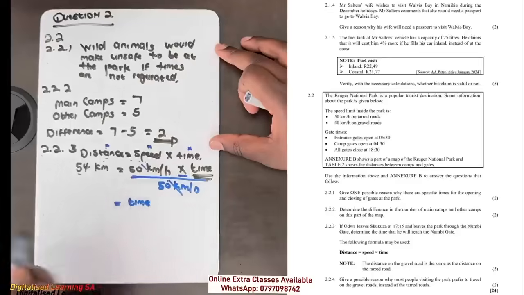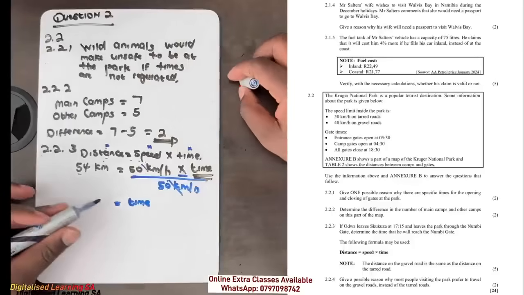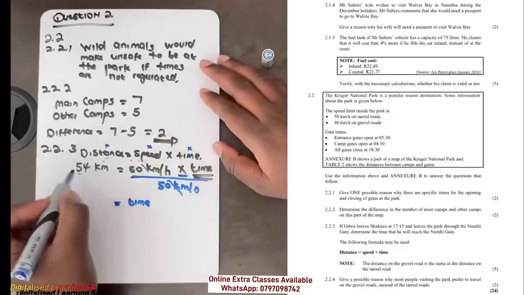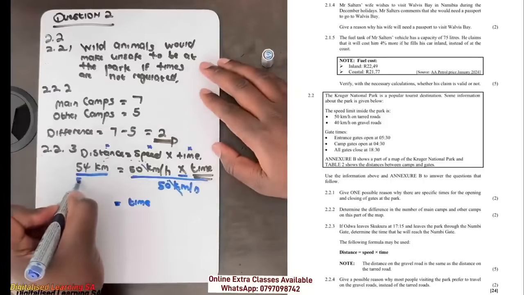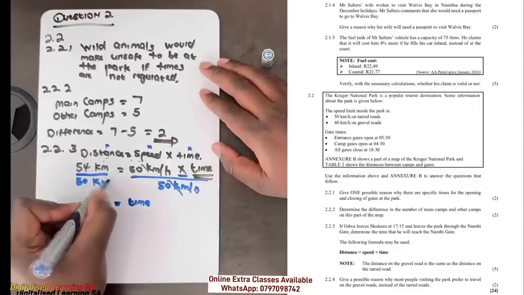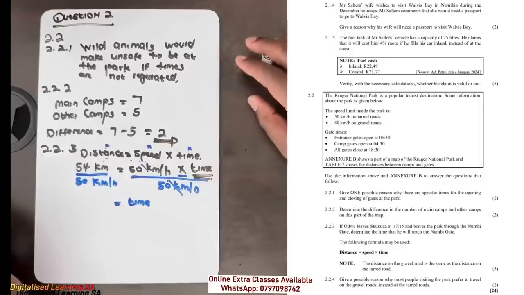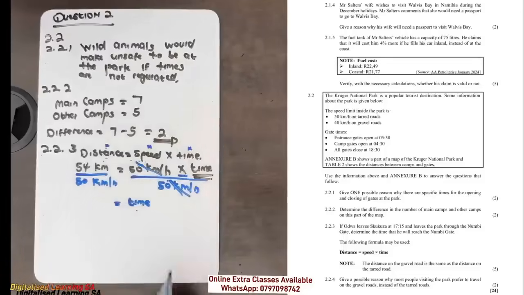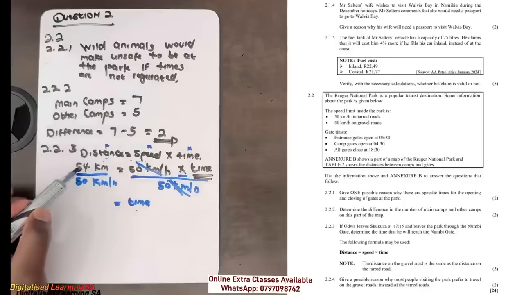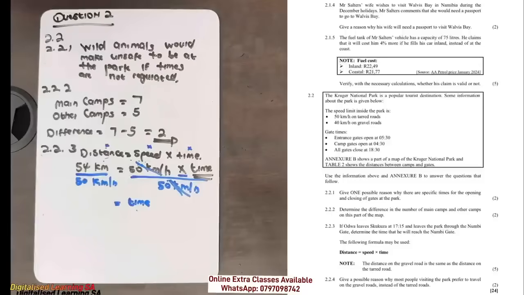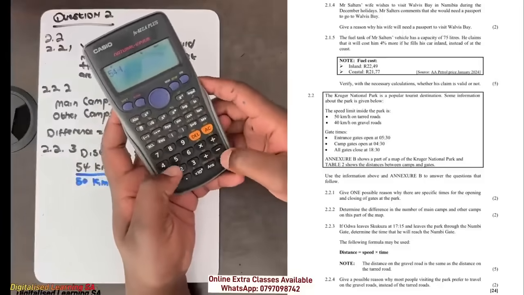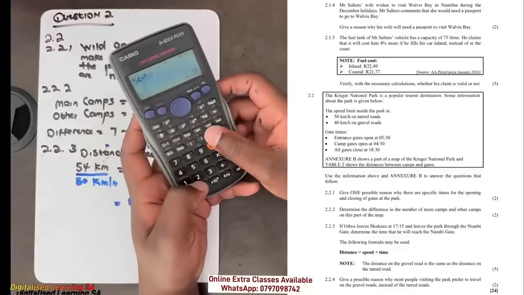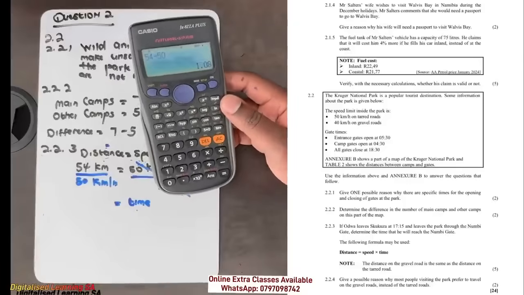So if we divide by 50 kilometers per hour, this 50 and this 50 will cancel, and we'll be left with time. But remember, what we do on the right hand side, we also need to do on the left hand side, meaning that even this side will be divided by 50 kilometers per hour. So this and this will cancel. That's why we are left with time. And then we need to calculate 54 divided by 50, and we'll get 1.08.